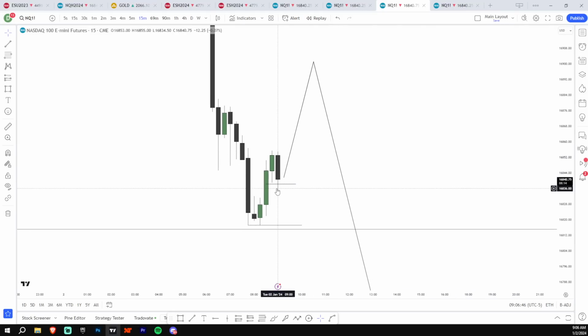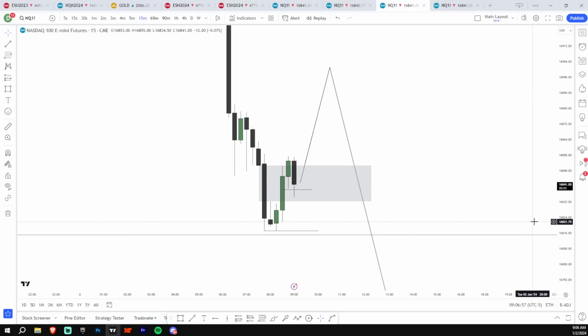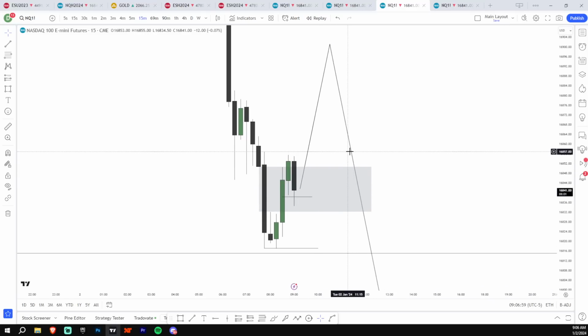The real stop loss for this play is actually not under the order block. It's actually a close back below this right here. But obviously the risk reward is just gonna be horrible at that point. So definitely will not do that.